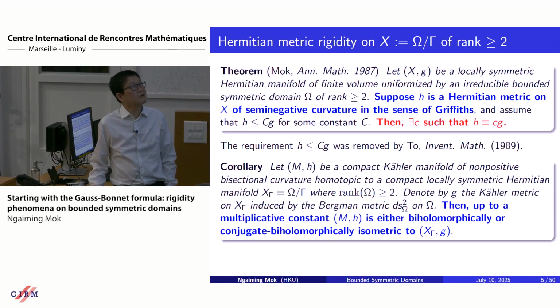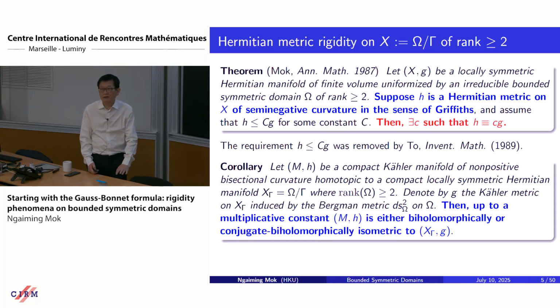So then here is a consequence. If you have the strong rigidity result from Mok-Seo, the homotopy type determines the complex structure up to conjugation, and then in the case of higher rank, the metric is also determined, right? Because of the uniqueness theorem.